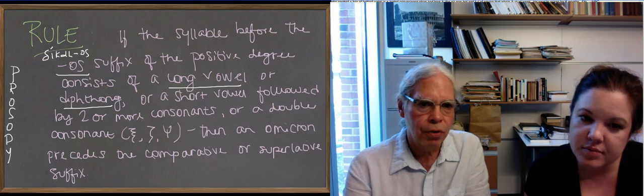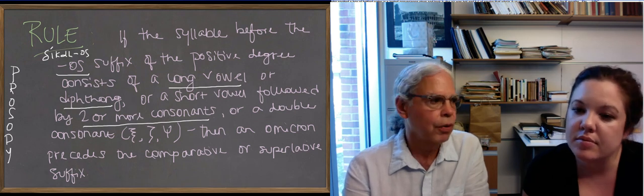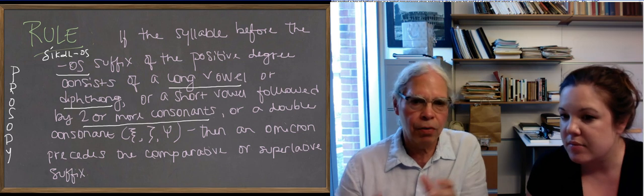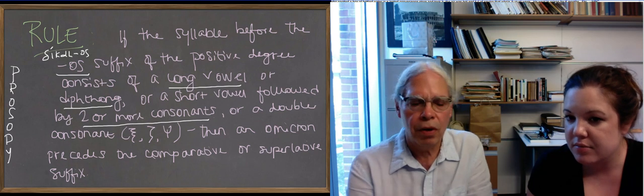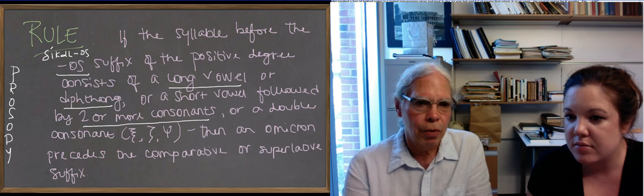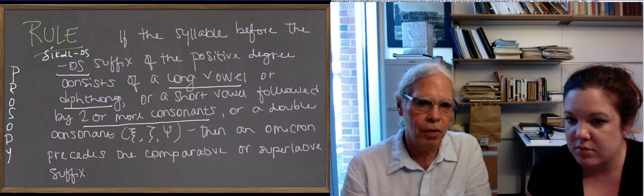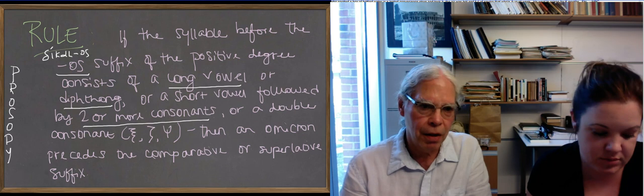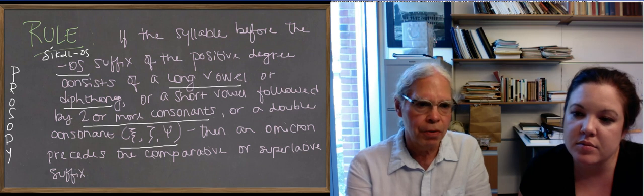Or it consists of a short vowel followed by two or more consonants, okay? What happens is that this produces a heavy syllable or a stressed syllable in Greek when you have two consonants after. So you're closing the syllable with one consonant and starting the next one. It changes the stress pattern and the sound pattern in the word. So a long vowel or a diphthong, or a short vowel followed by two or more consonants, or a double consonant. And the double consonants are xi, zeta and psi. These are just ways of writing sounds that could be written with two other letters. So they consist of two consonants. It's really the same thing.